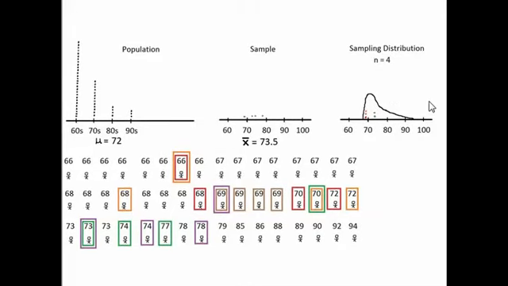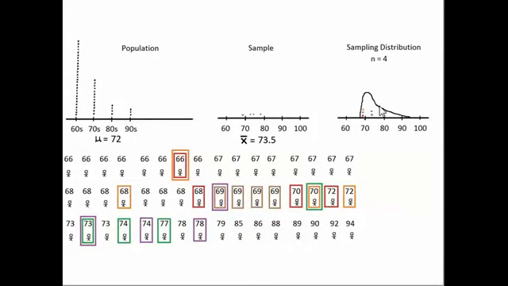Sometimes people get confused when they hear the term sampling distribution, because the term sounds like it should be referring to the distribution of values inside of the selected sample. But that's actually not what the sampling distribution is. The sampling distribution is the collection of the means of all possible samples that could be selected by the researcher.